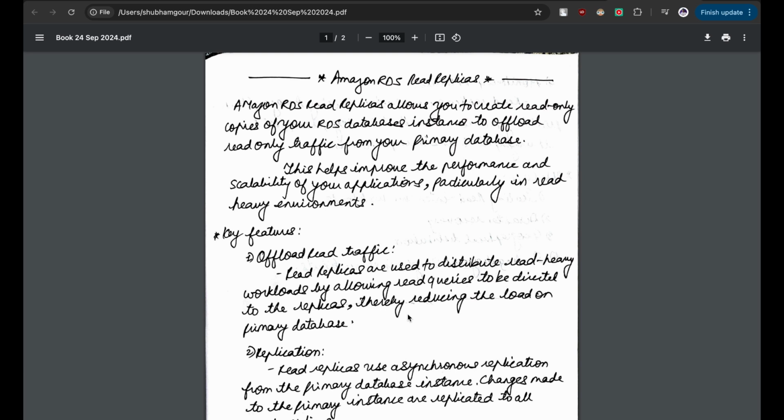In the next one, we are going to see how we can create read replicas in AWS RDS, right?